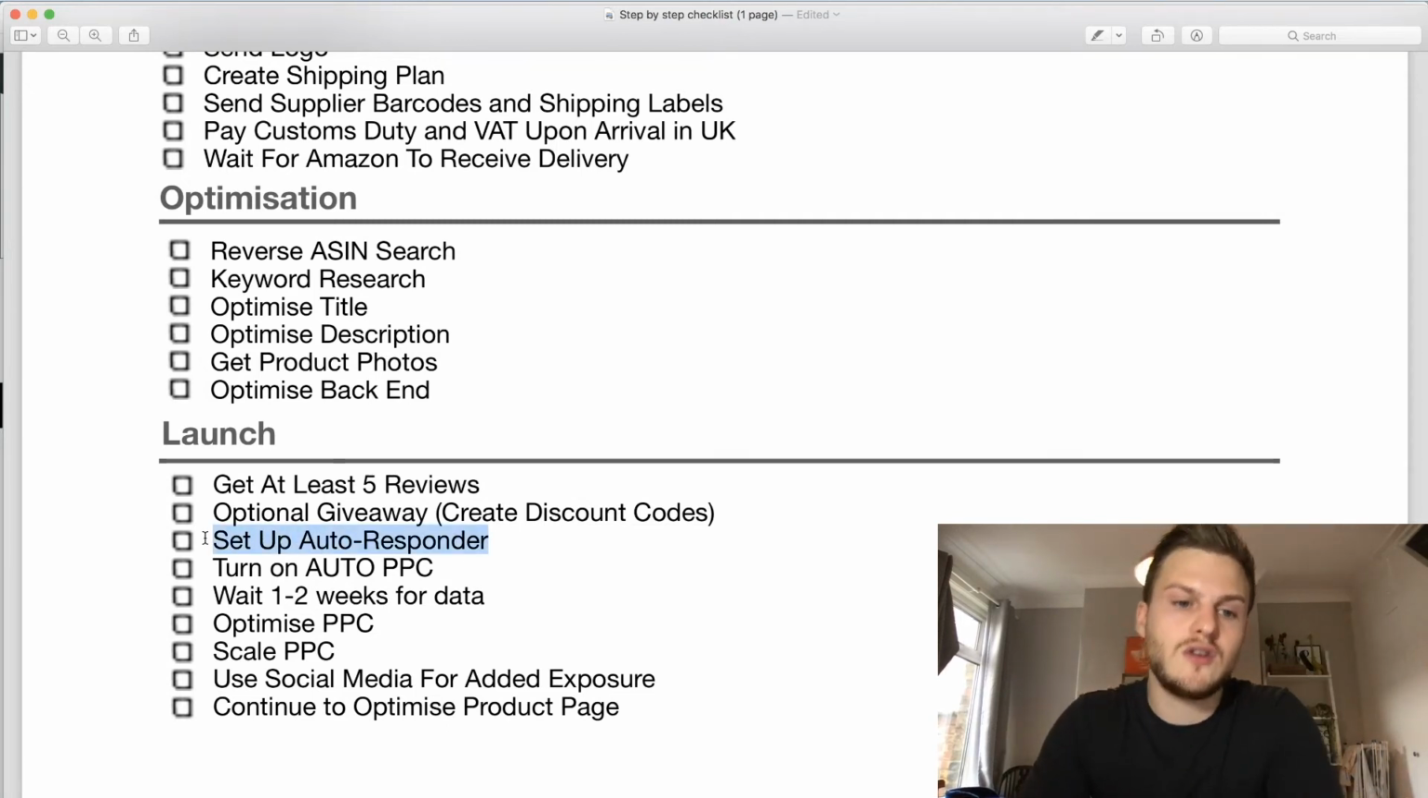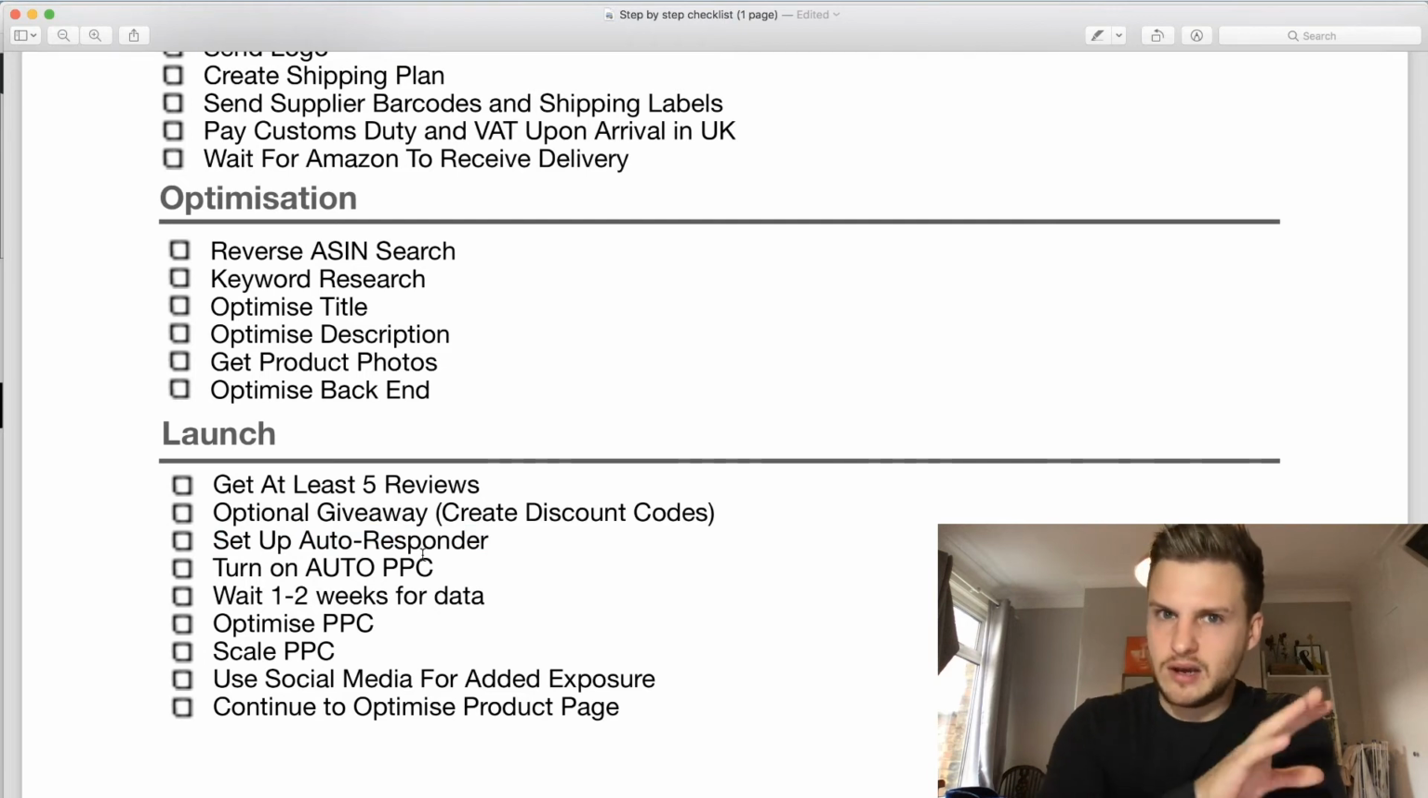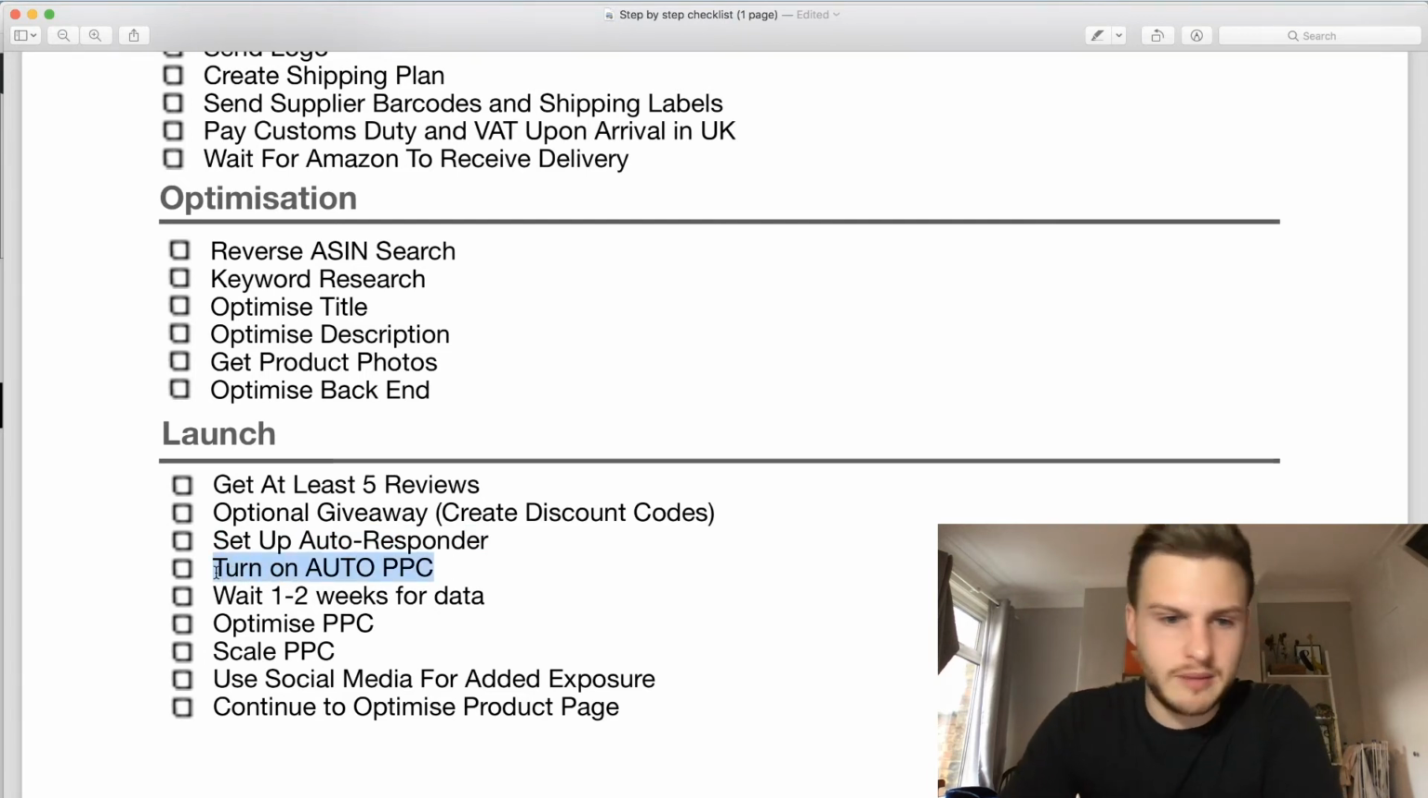A great thing you can do is buy your competitor's product, the top competitor with the most reviews, and see if they have an email responder, okay? If they have one, then obviously don't steal exactly what they're doing, but take influence from it, because guess what? It's working. As soon as you have your optimized page and all your product photos, turn on auto PPC, okay? Super easy, literally just a tick box.